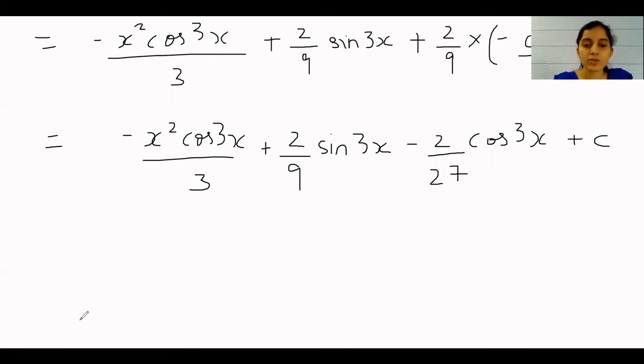Minus x square cos 3x upon 3 plus 2 by 9 sin 3x minus 2 by 27 cos 3x plus c. Okay, so here we complete two sums from exercise 3.3.